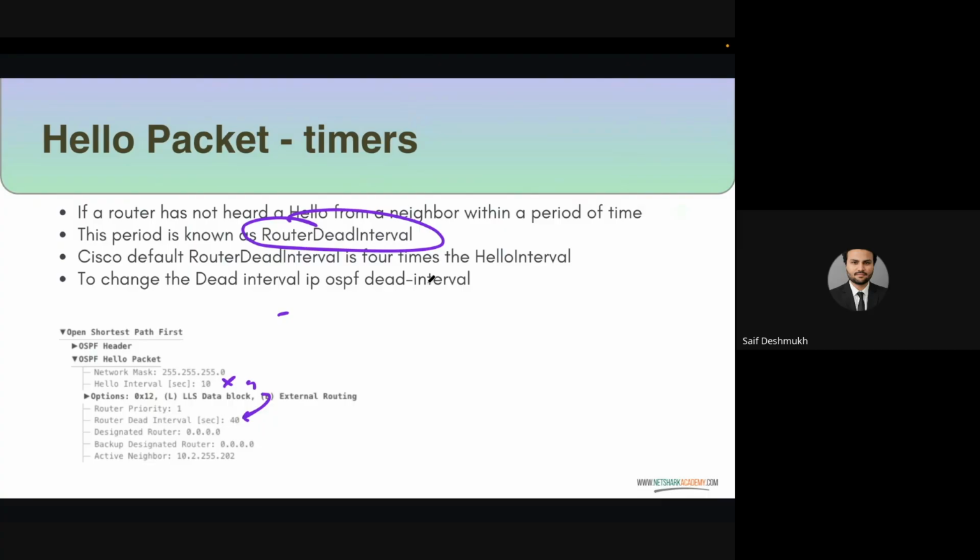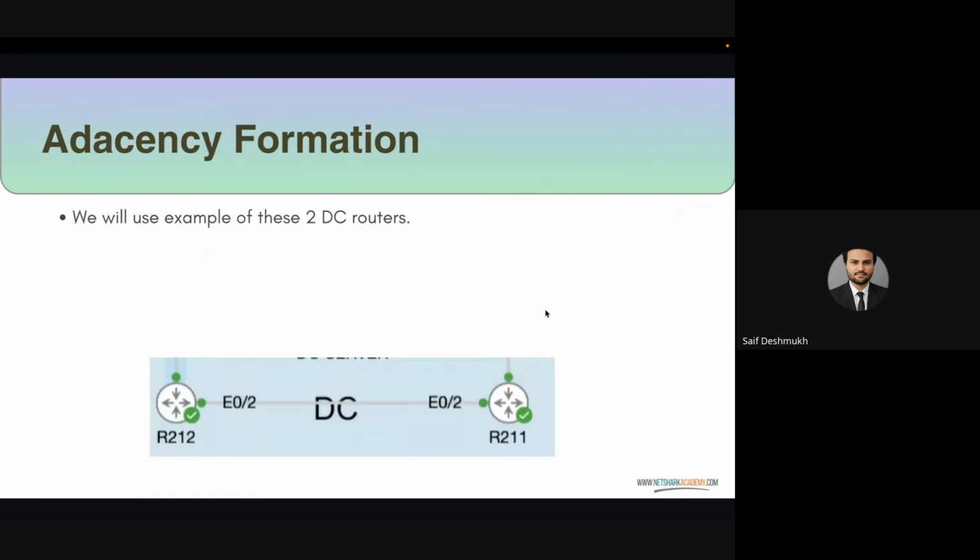We can change the dead timer separately as well, with ip ospf dead-interval on any interface where you may want to speed up the process of neighbor detachment. You have all sorts of things. You have BFD, you have fast hellos as well. Okay, we will see that in coming sessions.